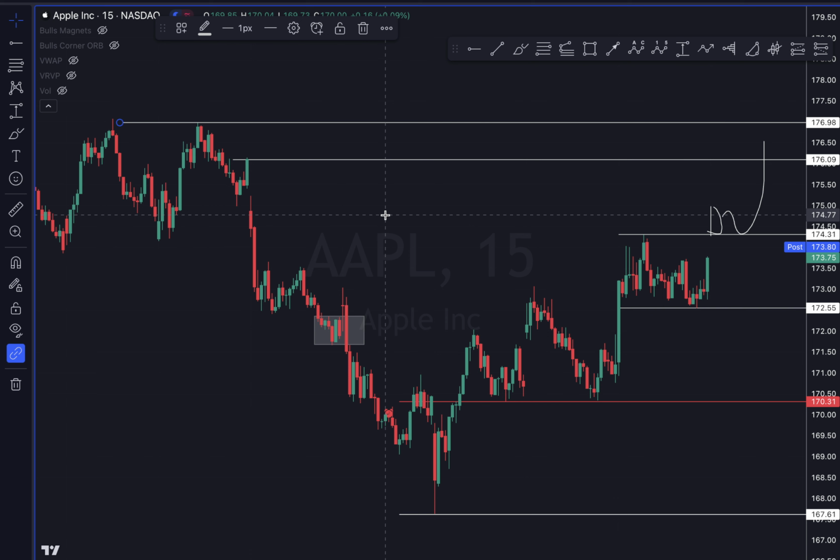We have this 172.55 level. We break this one, and where is it gonna go? It's gonna go straight to 170.87. It's not gonna stop anywhere in between. It's gonna go straight to 170.31 level, has a nice support, break it, gonna go to 167.61.